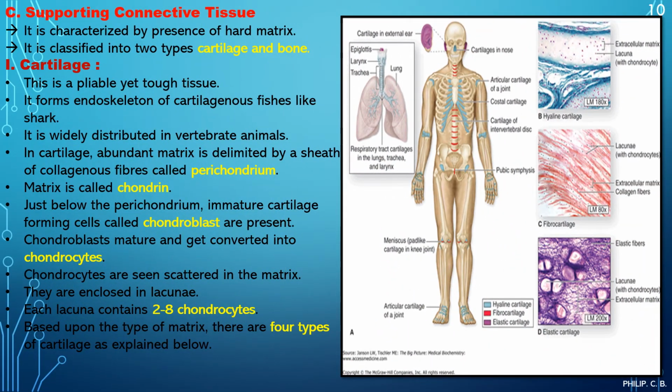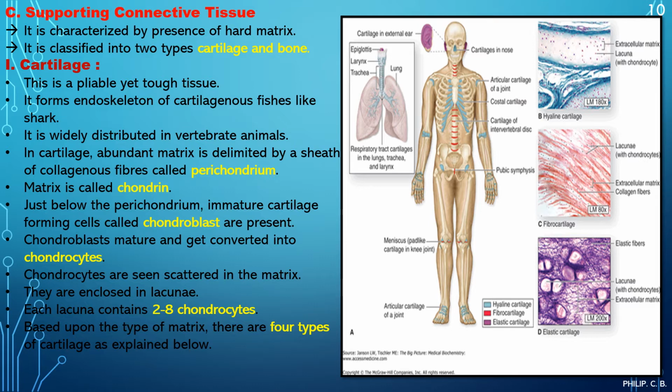Further, coming to the next type, supporting connective tissue. As the name suggests, it provides support to the body and the framework. It is characterized by the presence of hard matrix. It is classified into two types, that is cartilage and bone. So first one, cartilage, that is pliable and tough tissue.